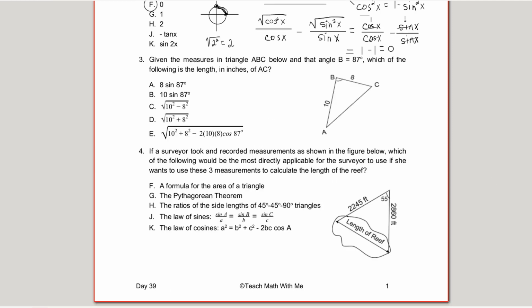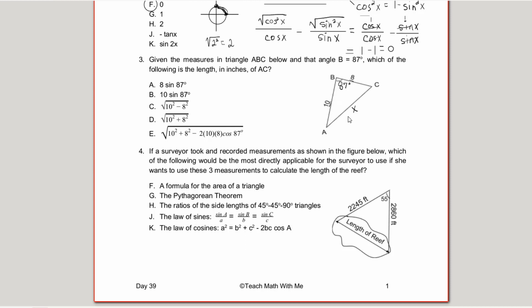Number 3 says, given the measures in triangle ABC below, and that angle B is equal to 87 degrees, and I'm going to go ahead and write that in, 87 degrees. Which of the following is the length in inches of AC? So we're looking for this length right here, AC, and it looks like we're already given that BC is equal to 8 and AB is equal to 10.